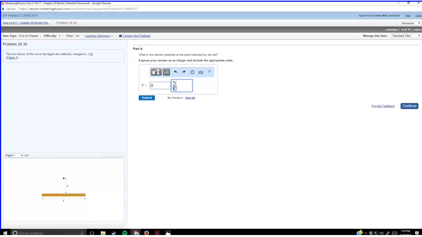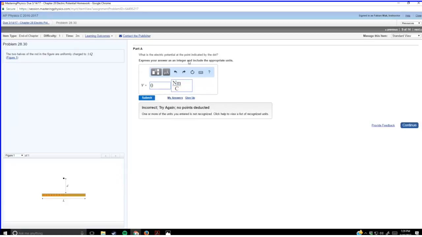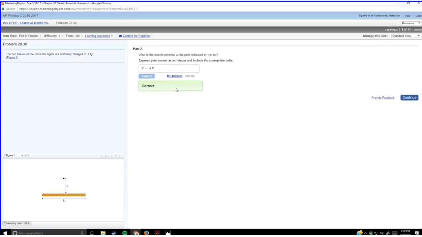Wait, Newton's. Newton meters per coulomb. All right. Joules. What kind of. Was it what? Joules per coulomb? Okay, same thing. Oh, I guess I could just say volts. That makes sense. Yeah, volts. 0 volts. Because it cancels out. Does that make sense?